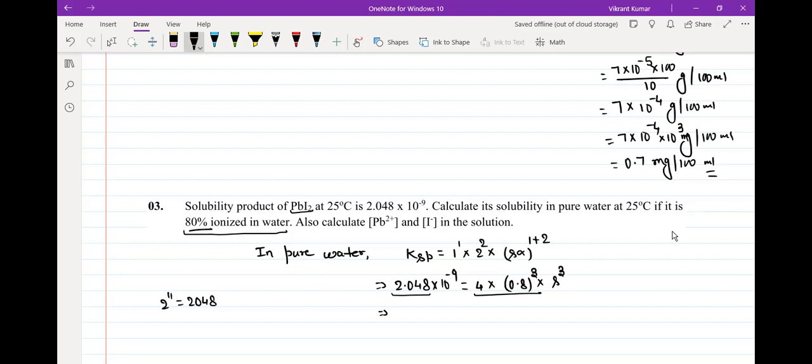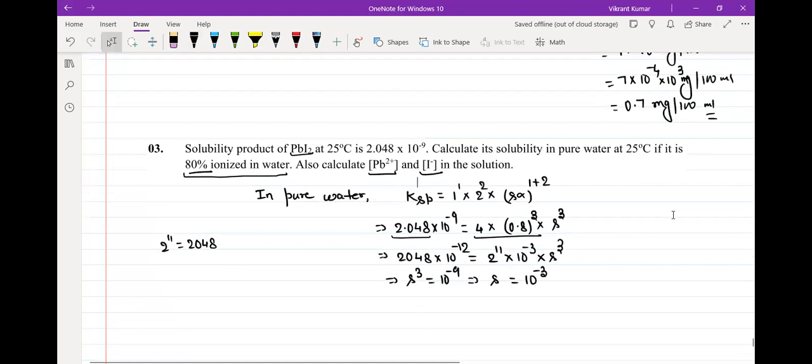Okay, so that's why if you see this is, या तो ऐसा कर लो 2048 into 10 raised to minus 12 कर लो. This will become 2 raised to 11 into 10 raised to minus 3 into S cube. So ultimately it gives you S cube is 10 raised to minus 9. So S is 10 raised to minus 3. And now we need to see it. They are not asking you solubility, they are asking you Pb2 plus का concentration.